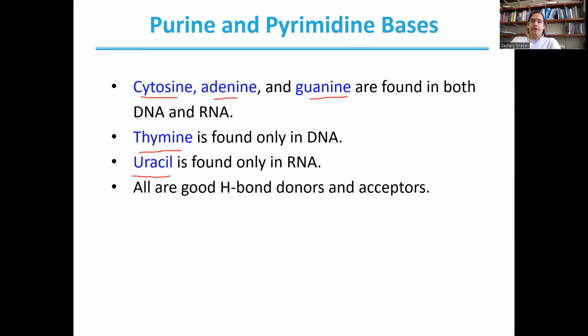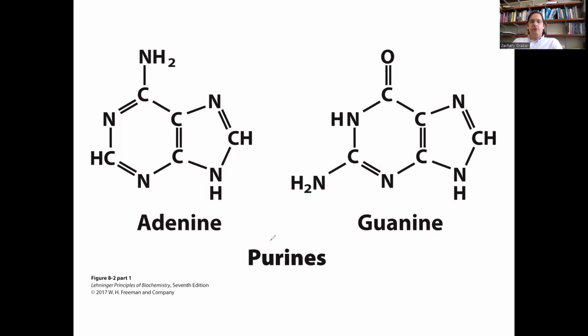All of these different bases are very good at forming hydrogen bonds with multiple different hydrogen bond donors and acceptors. They also all are neutral molecules at pH 7, so we don't have any charges here that we'll be using to interact between these bases. It's really just going to be focused on forming those strong hydrogen bonds between our bases. Here we see the structure of our first two bases, which are both formed from the basic structure of our purine.